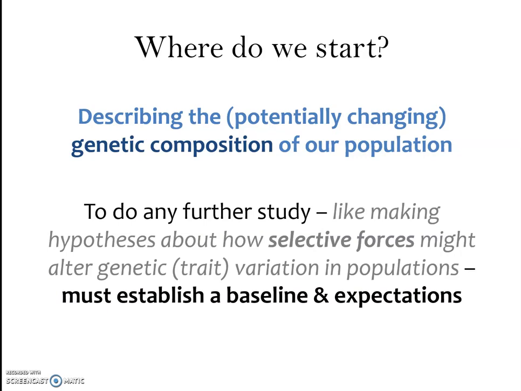So if we want to ask questions about change, we first need to establish a baseline, our expectations. What do we think the population is going to look like if no change is happening? So this is kind of like our negative control when we talked about experimentation. We need to determine what we think the population will look like if no change is happening, so that we can see if change is happening or has happened.